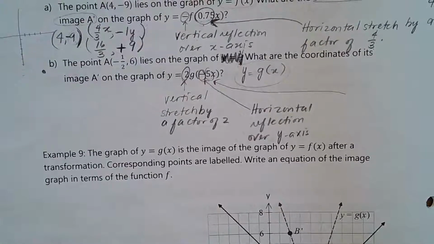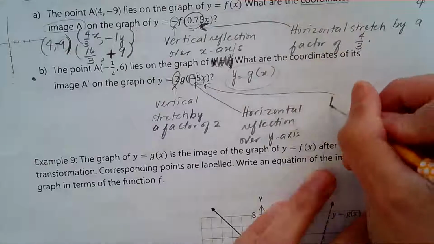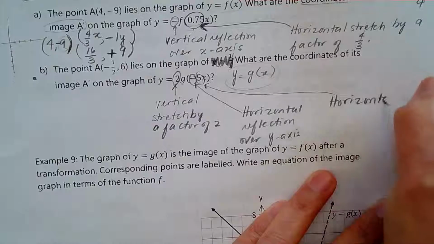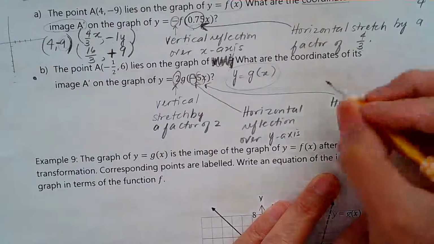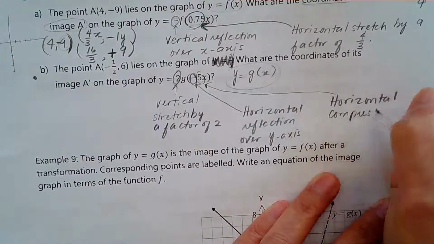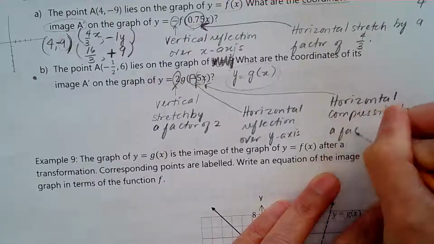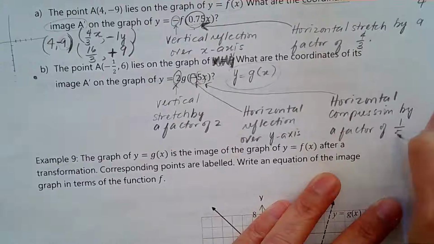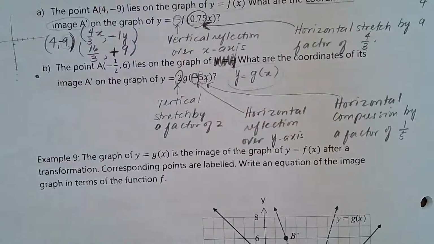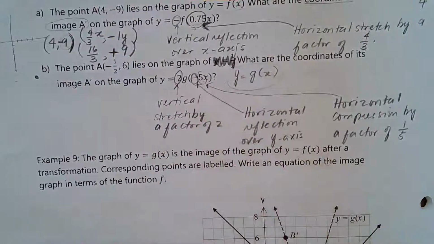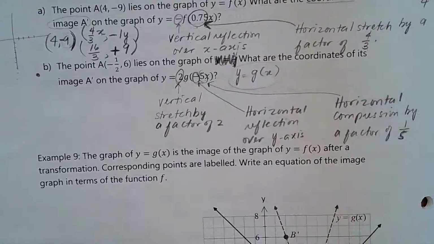What is it called? Is it vertical, horizontal? Horizontal. Okay, so this is going to be horizontal compression by what factor? A factor of 1/5, because the inside number there, the B, tells you it's going to be 1/B. So 1/5. Okay.